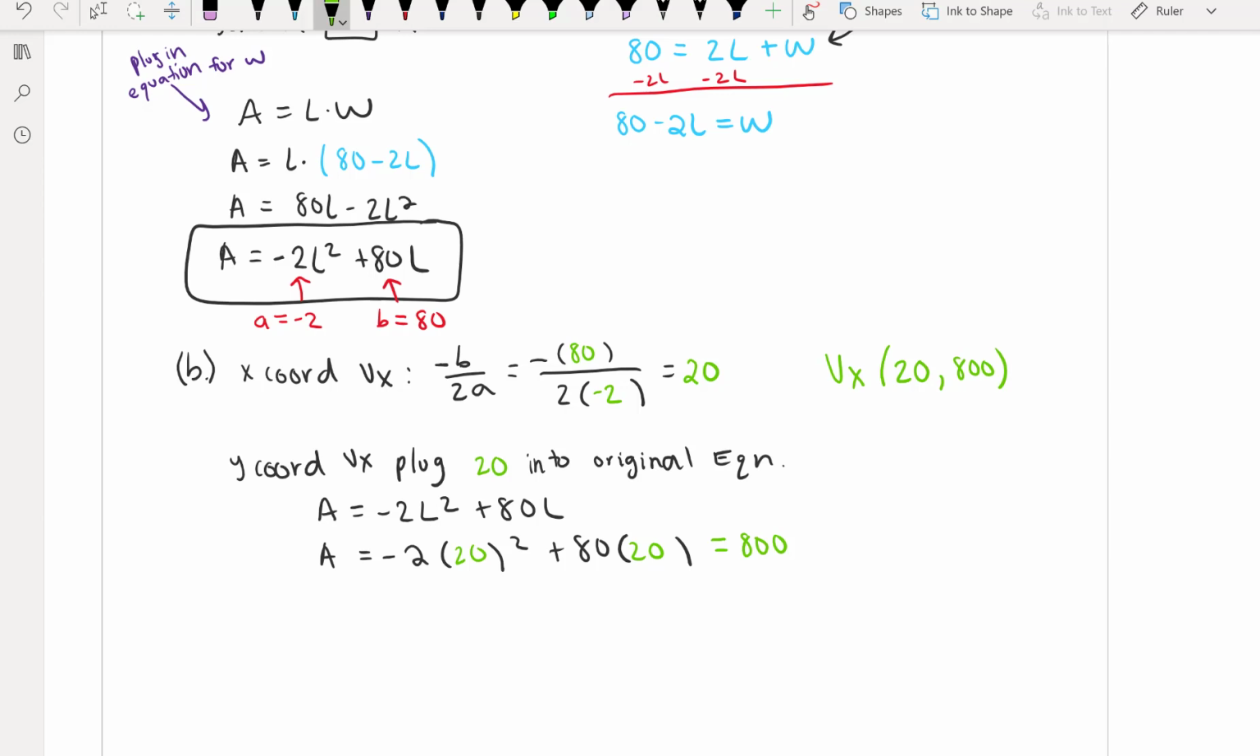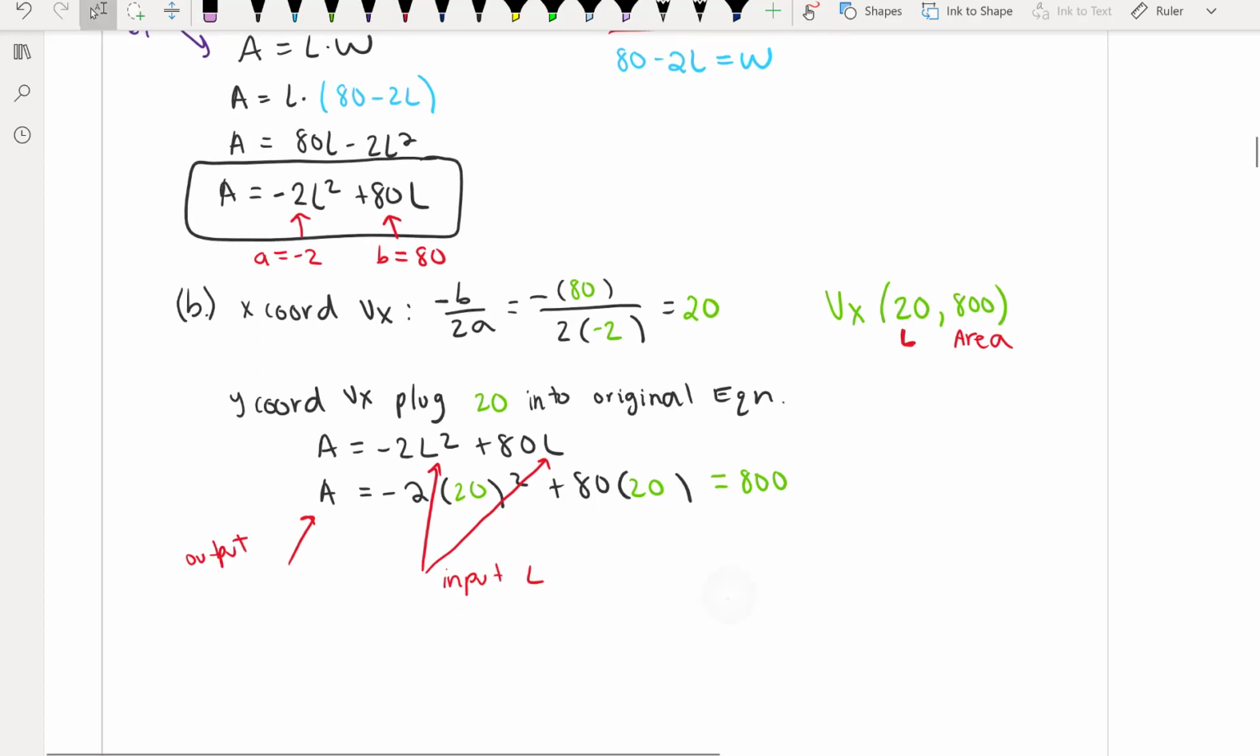800. So let's think about the input of this formula. Notice how my input here is that variable L. So that means that's the x coordinate of the vertex. So my output is my area. So that 800 represents my area. Okay. So I know that to maximize the area, it would be 800 square feet. I know that the length would have to be 20 feet. So now I have to figure out the width.